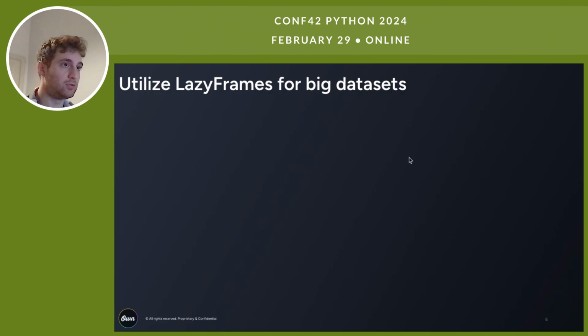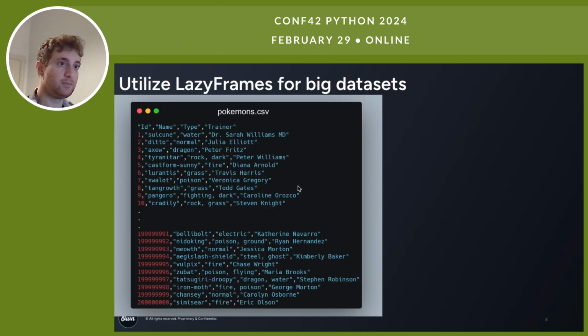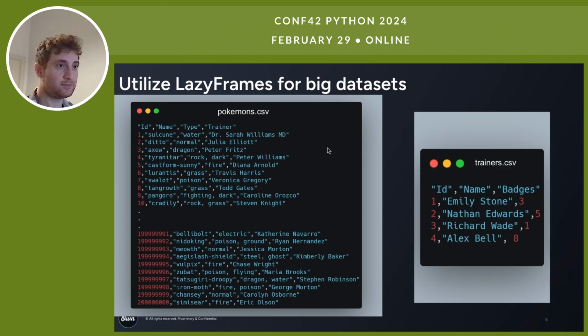So let's go a bit hands-on on how to use Polars lazyframes with SQL context. So first, we have two datasets. One is Pokemons, and the other one is trainers. So as you can see, Pokemons is a very big dataset. It has 200 million rows with 4 columns: ID, name, type, and trainer. And we have another dataset called trainers, which contains 3 columns: ID, name, and badges.